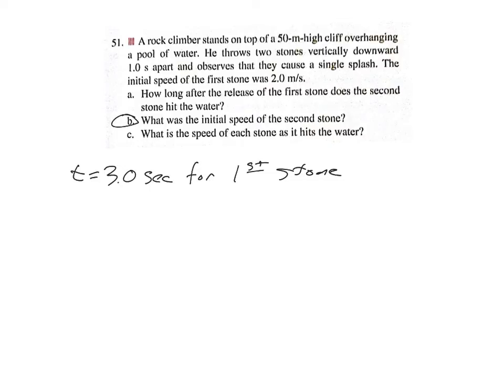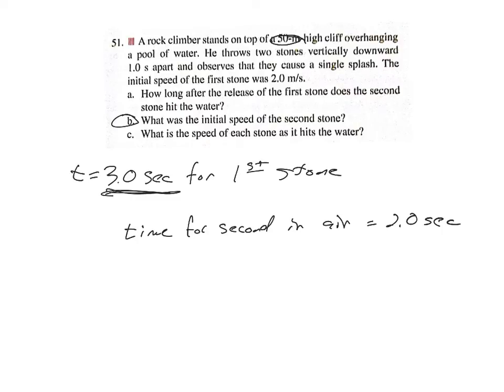Alright, so let's go to B. We know the first stone took 3 seconds to hit the ground. However, the second stone was thrown 1 second later. So the time for the second stone in the air equals 2 seconds. And we want to know the initial speed of the second stone with time and distance of 50 meters.